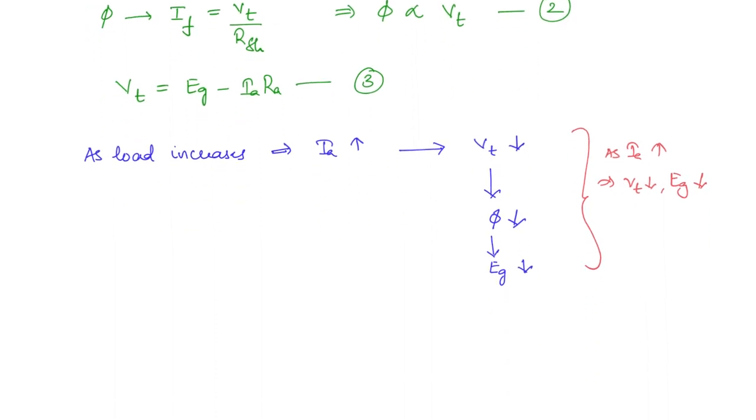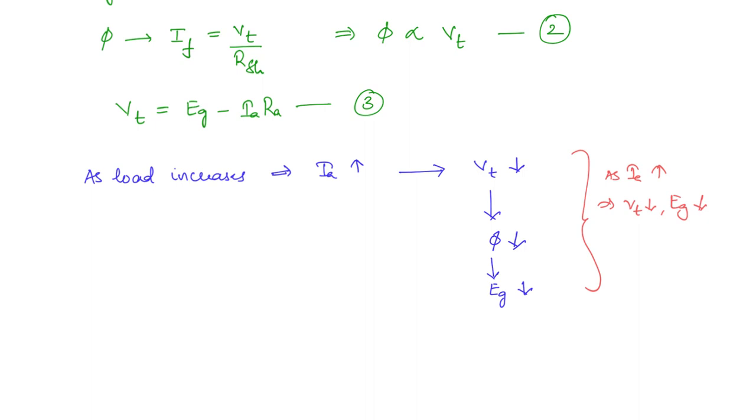Another relation that you can see here is Vt is in turn dependent on the generated EMF as well. So what will happen when Eg reduces? Vt is going to further reduce. So this you can consider as a second relationship. As Vt decreases, Eg will decrease, which will further reduce the terminal voltage, okay? So this is the second relationship.